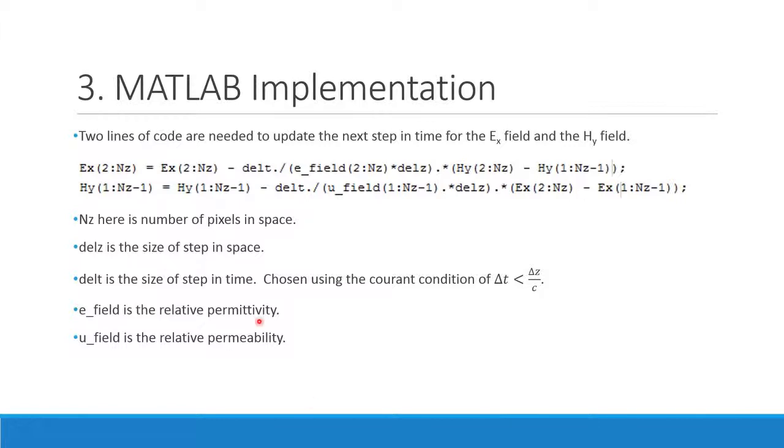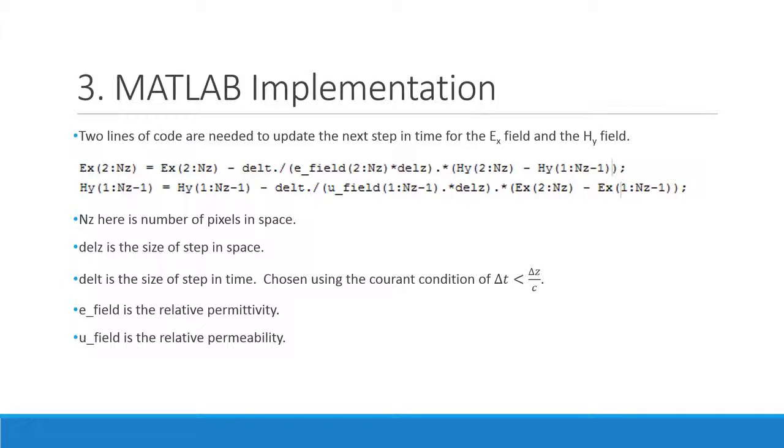We implement this in MATLAB using these two lines of code here. The first line here is solving for the Ex field, the E field, and the next line is solving for the H field. Here we have NZ, my total pixels in space, del Z is the step size in space, del T is the step size in time. Del T is chosen using the Courant condition.